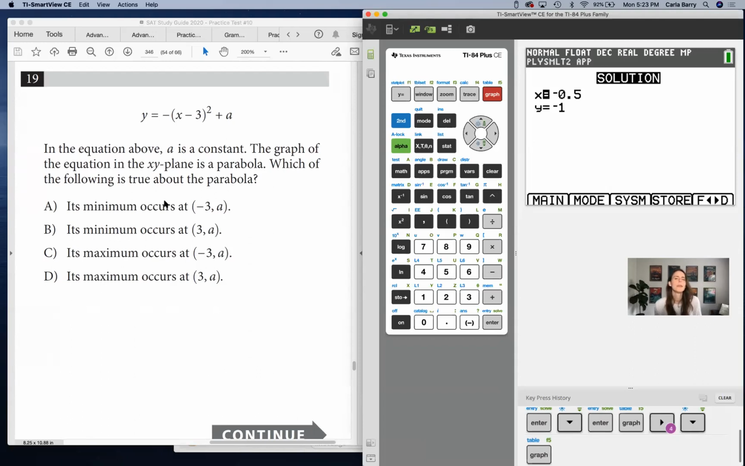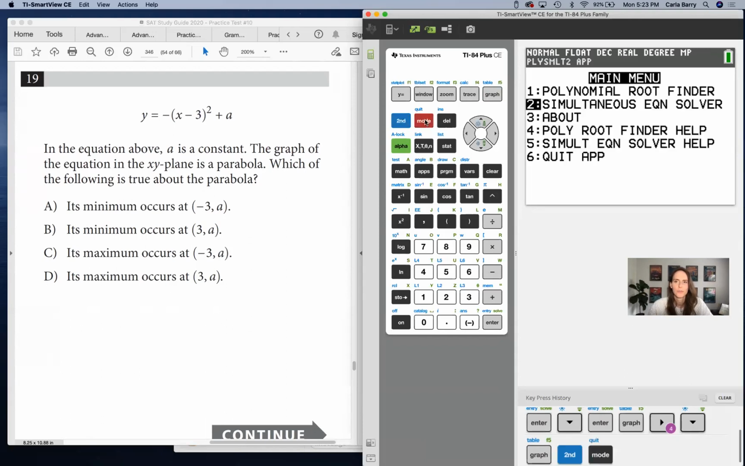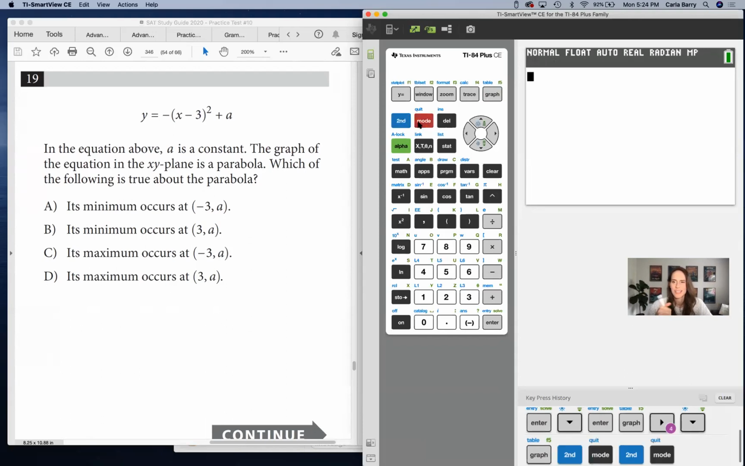Who can tell me what I could do in the calculator to solve this question, number 19? Just send it to me in the chat box, what you think I should do here. I'm going to give you a couple seconds to come up with your solutions. How do you think we should solve that one? For number 19, what would be your approach if you used your calculator?